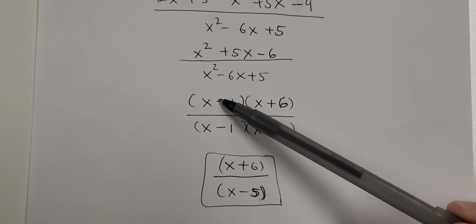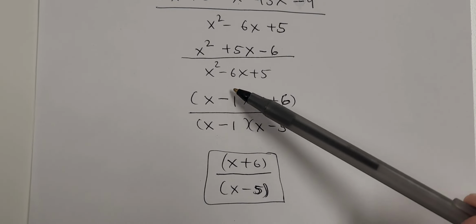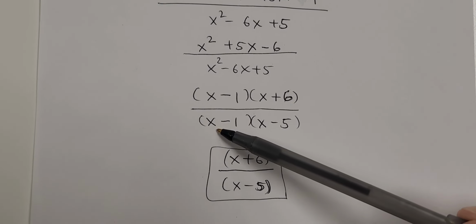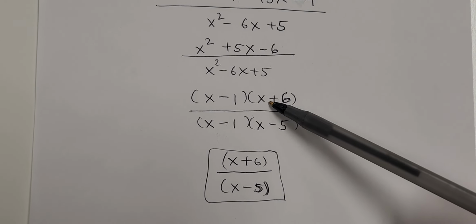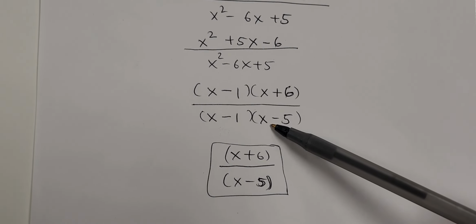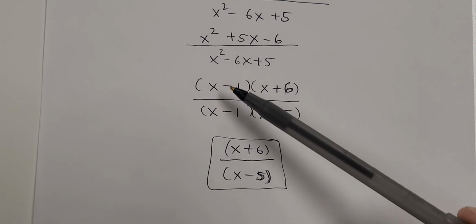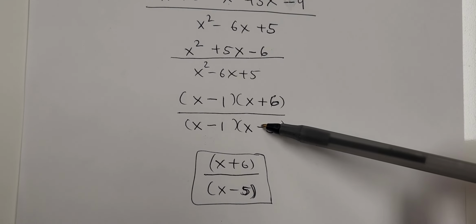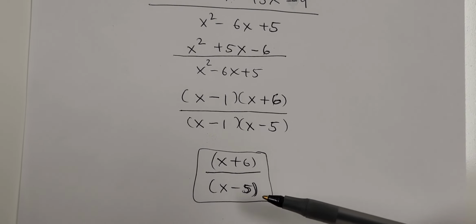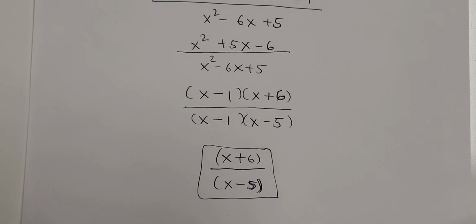In our situation, x minus 1 can be crossed out. So these go away. And all I have left is x plus 6 and then x minus 5. So again, be very careful. If you can factor, factor. If you can cross out, cross out. If not, that will be our answer.